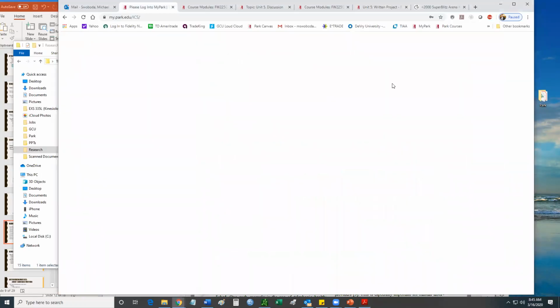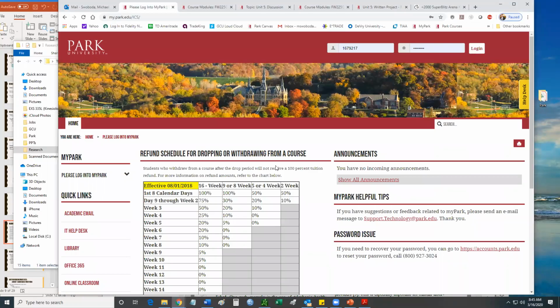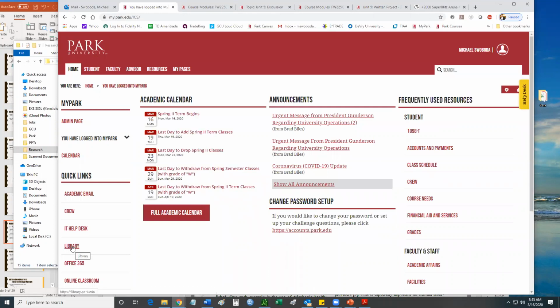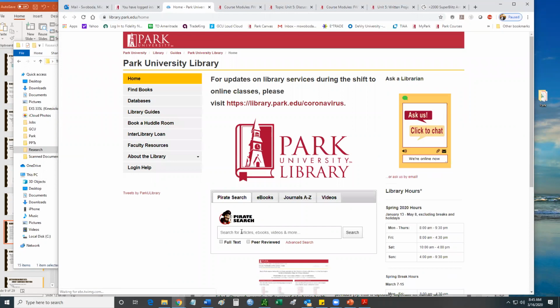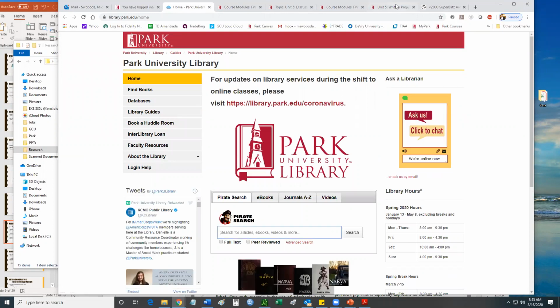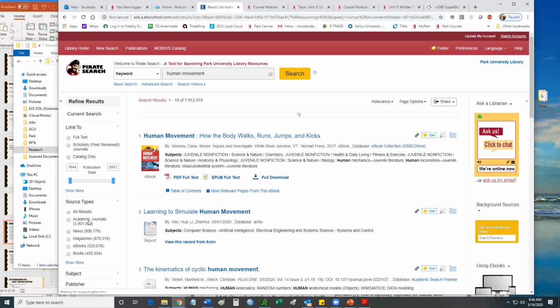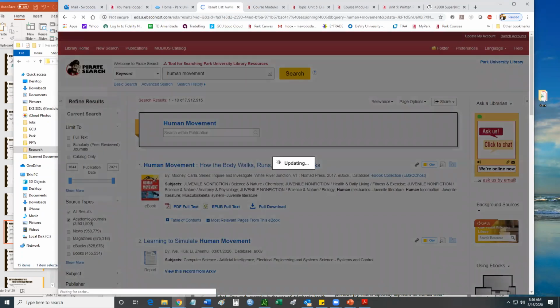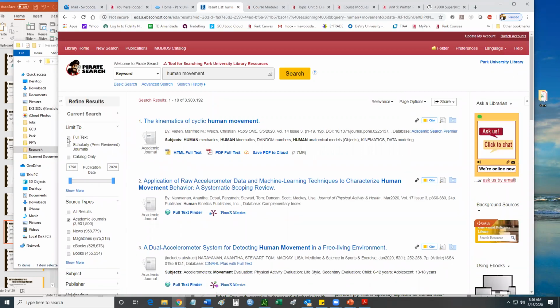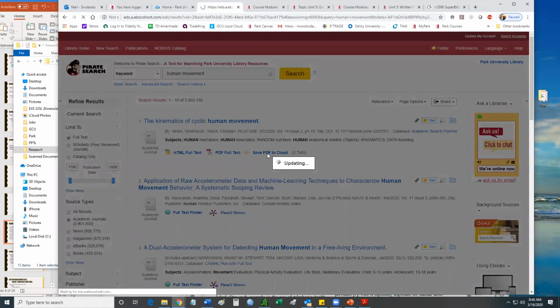I know I'm using that term very loosely, but if it has a DOI, it means it's going to be higher quality. The way you're finding these is to go into MyPark, and then go to your library. You're going to search for, I don't know, just throwing a term out there, human movement. The source type you want to click on is academic journals. The easiest for you is going to be full text. If you click on full text, that means we have it available already.